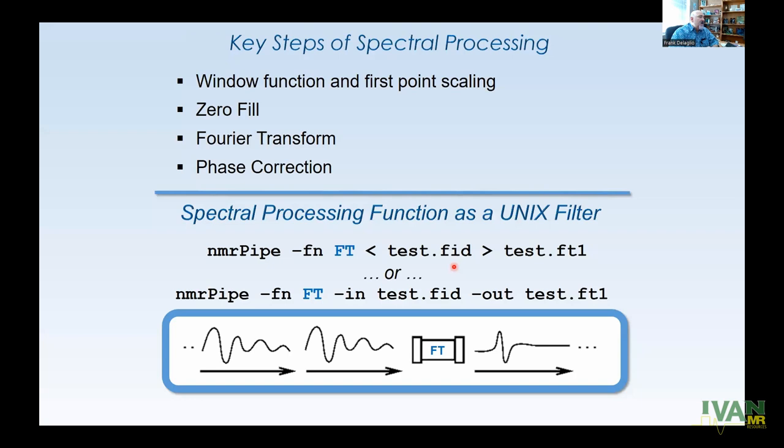For a given dimension, in order to perform Fourier processing, we generally apply some kind of window function and scaling of the first point in the time domain data. We perform zero fill to at least double the size of the original data. We perform the phase correction and Fourier transform. We can perform these sometimes in reverse order.